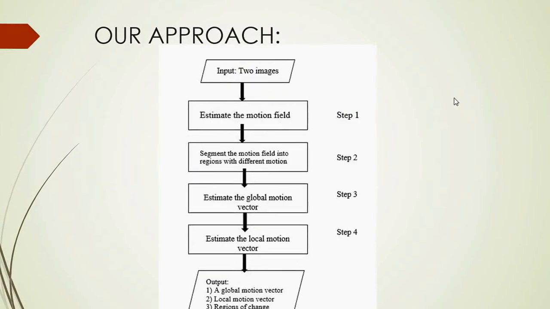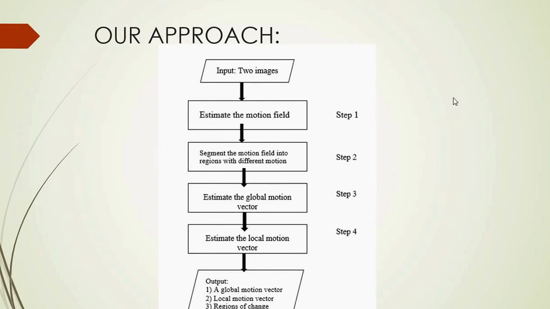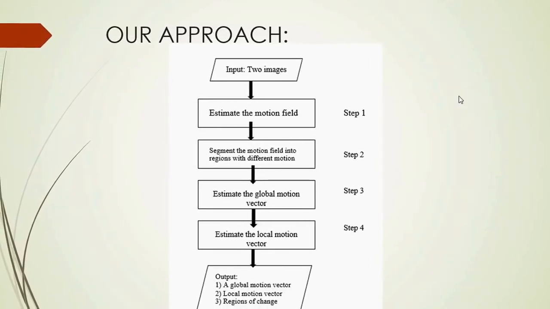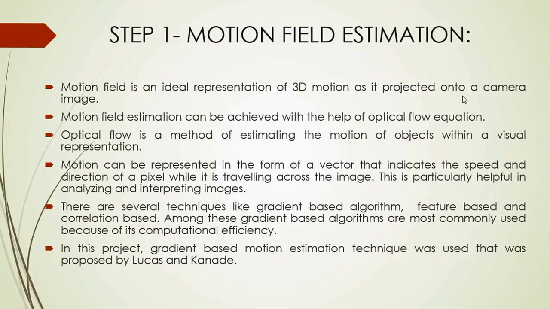How we implemented this algorithm was, we took two images of the same scene at different times, then we estimated the motion field with the help of optical flow vectors, then we segmented the motion field into regions with different motion. This is called the segmentation of the motion field. And in step 3, we estimated the global motion vector. That helped us in separating the local motion from the global motion. What we achieved in the end was a global motion vector, a local motion vector, and regions of change.